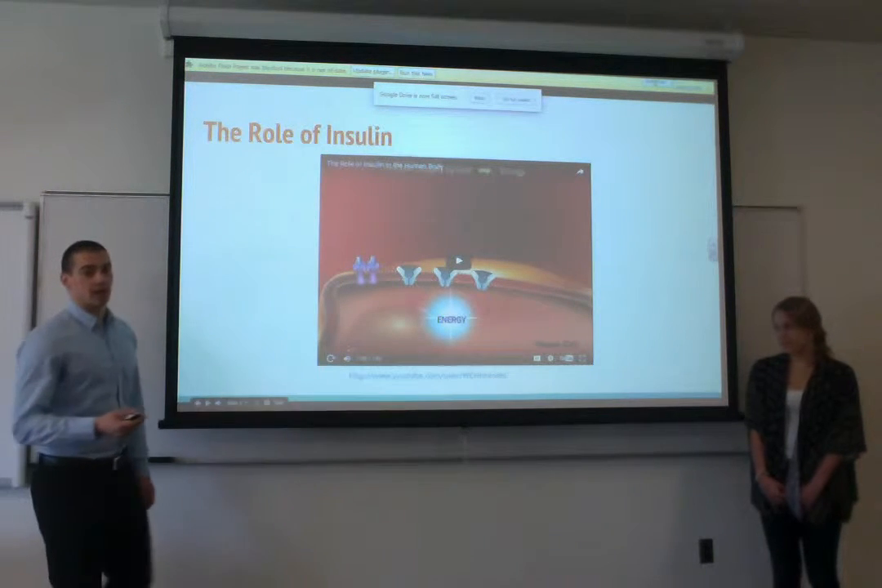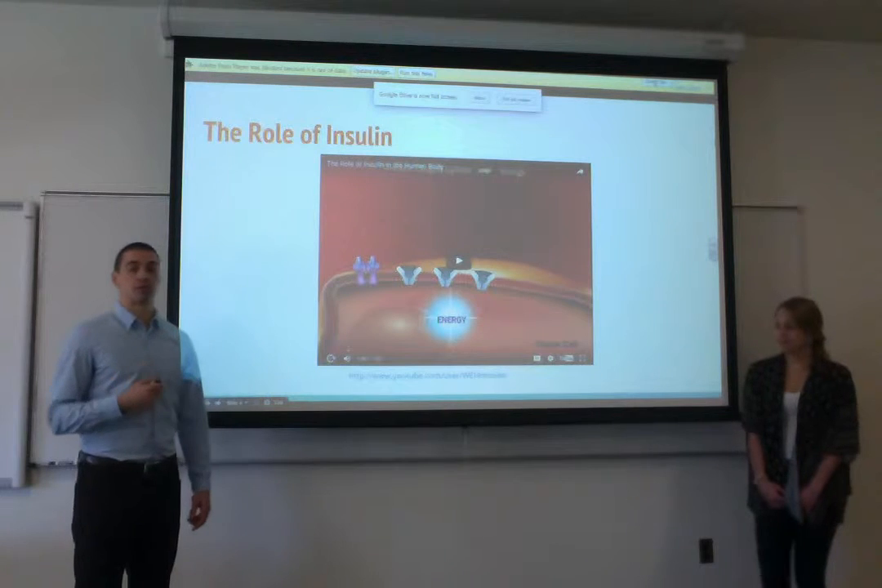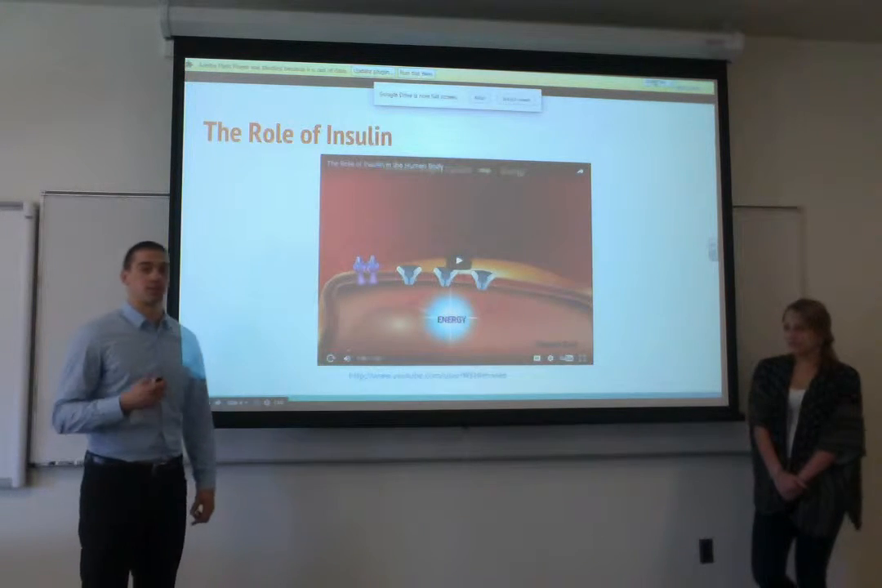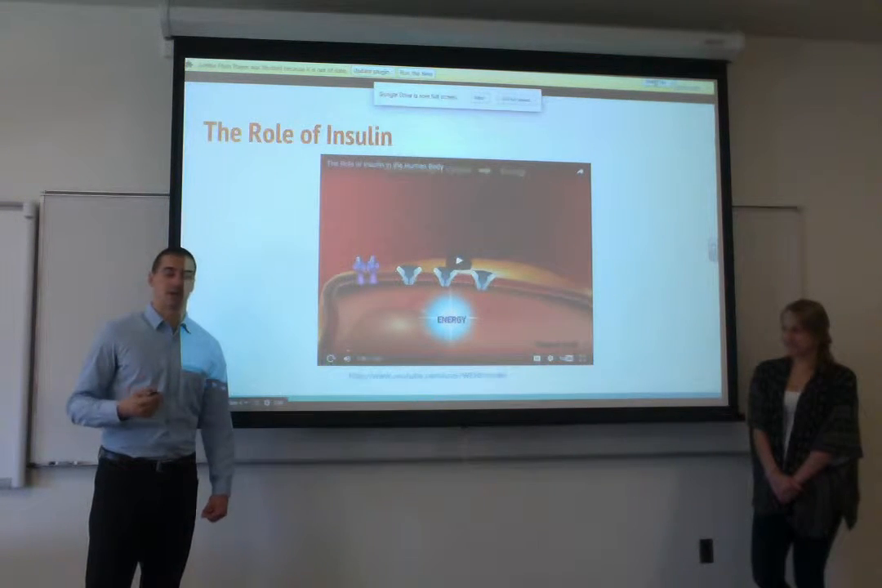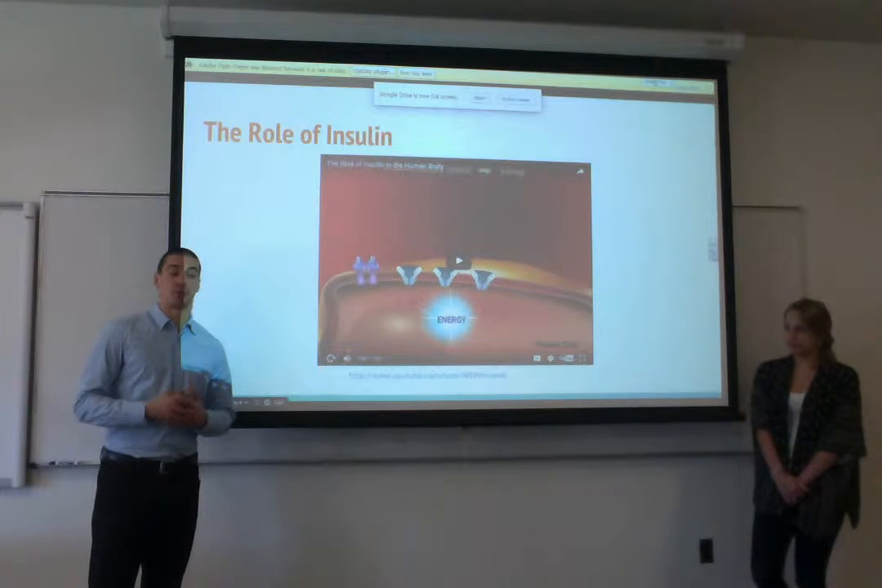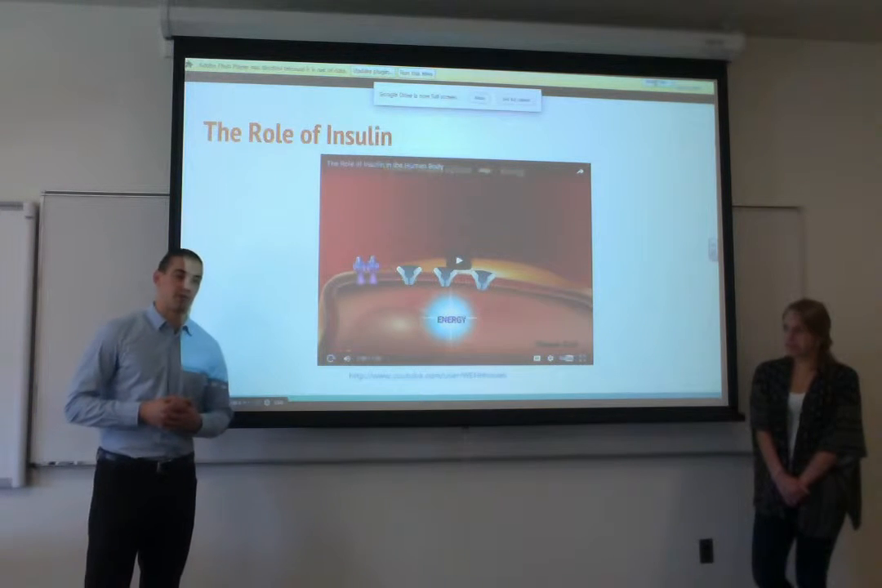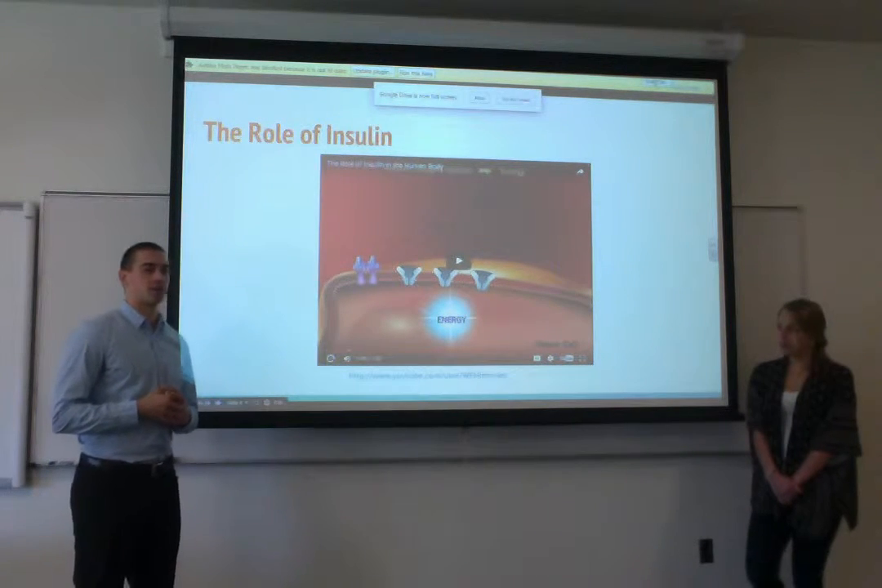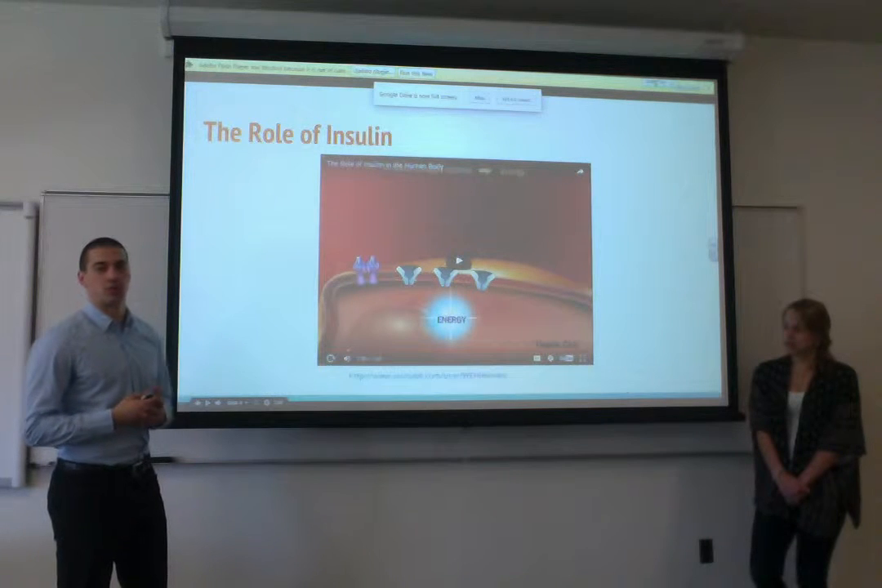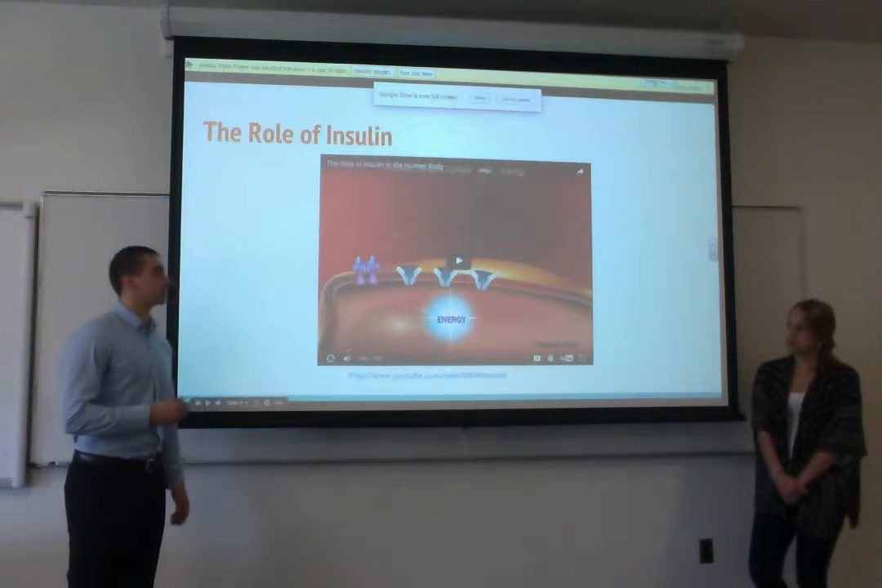So as you saw there, when our blood glucose level rises from ingesting things like carbohydrates, we need to absorb it and get it out of our bloodstream into our cells. And in order to do that, we need insulin, which is produced and secreted from the pancreas. So that's kind of the precursor of what we need to know in order to understand diabetes.